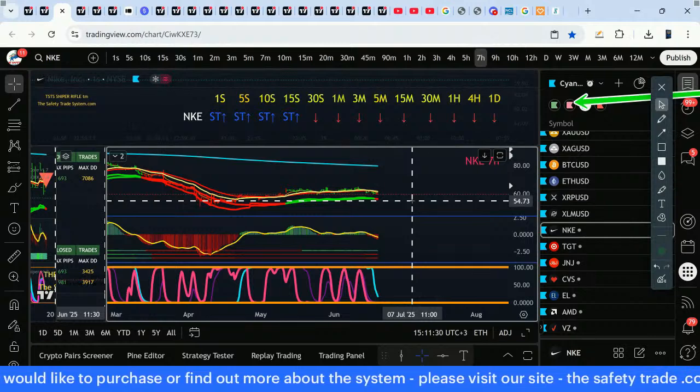Anybody have any symbols they'd like me to check? I'm going to go into Nike first.